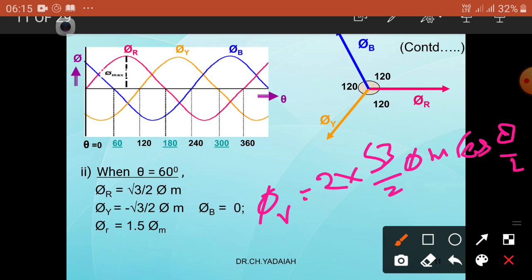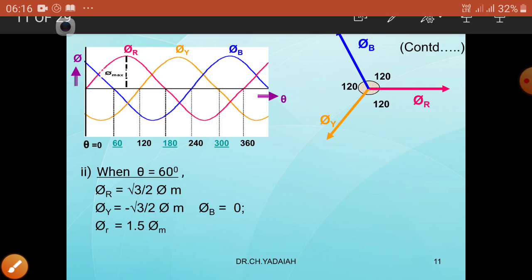So we are going to get nearly, what is the value? Substitute it: root 3 by 2 into root 3 by 2. 3 3 is 3. The 2 cancel. Then we are going to get 1.5 times. This is the equation. So phi r is equal to 1.5 times of phi m.